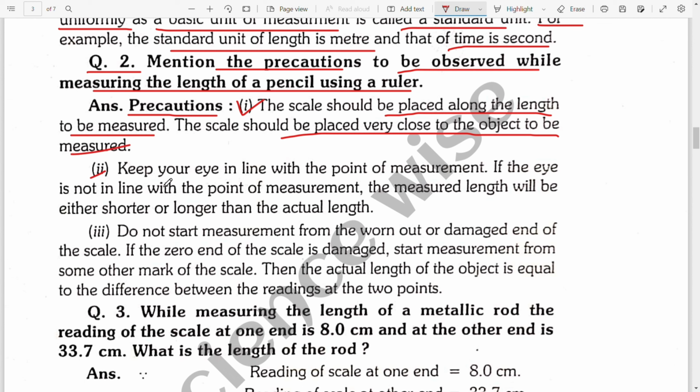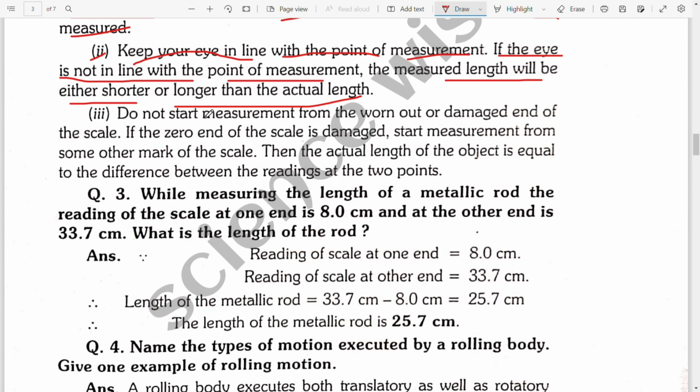Second point, keep your eye in line with the point of measurement. If the eye is not in a line with the point of measurement, the measured length will be either short or long than the accurate length. Third point, do not start measurement from anywhere or damage end of the scale.